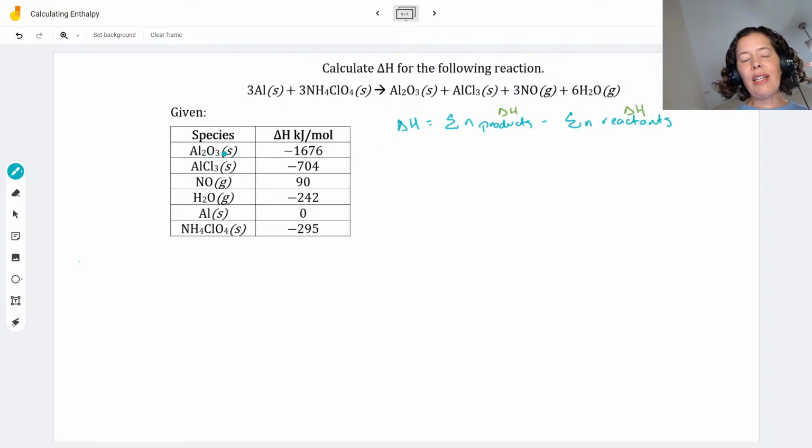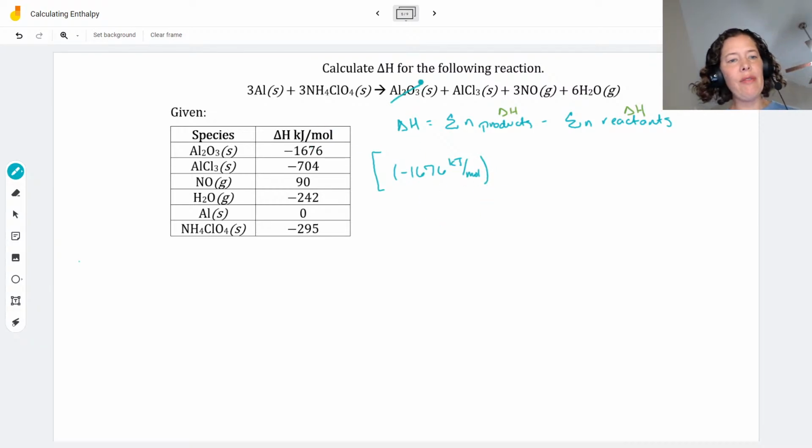So you can see I find it here in my table and it's handy. It's the first one. There's obviously an assumed stoichiometric coefficient of 1 in front of it. Okay, so I'm going to use big brackets here for all of my products. So I have negative 1676. Of course, this is kilojoules per mole because my table tells me. All right, so that is my first product. That one's taken care of.